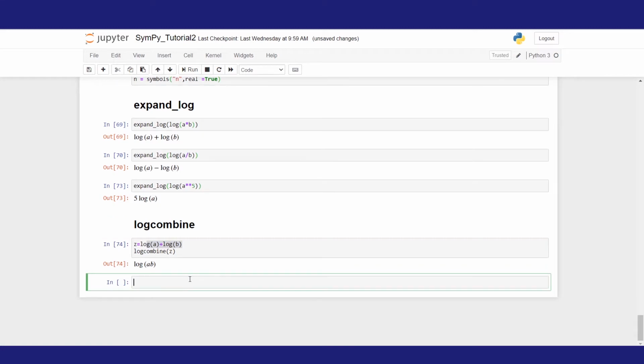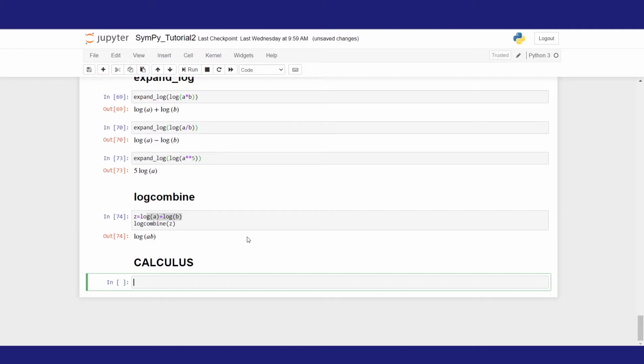Now let's look at calculus. Calculus is a big, interesting topic, and we will try to address some of the main important issues under this part. When we talk about calculus, we are looking mainly at differentiation and integration. In differentiation we look at how you can find the derivatives of some functions, and in integration we look at how you can find the integrals of some functions.